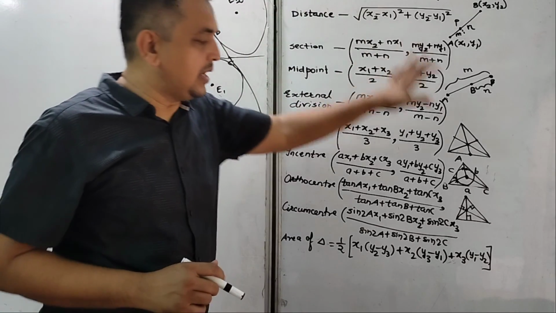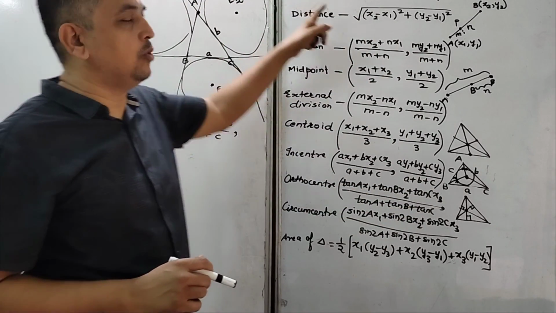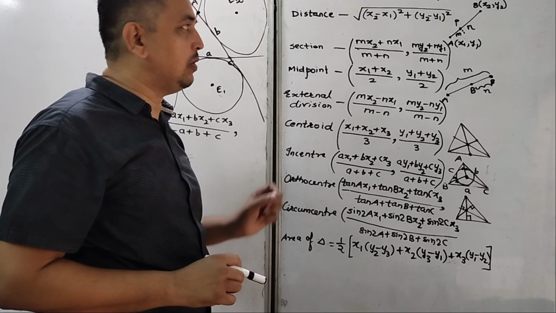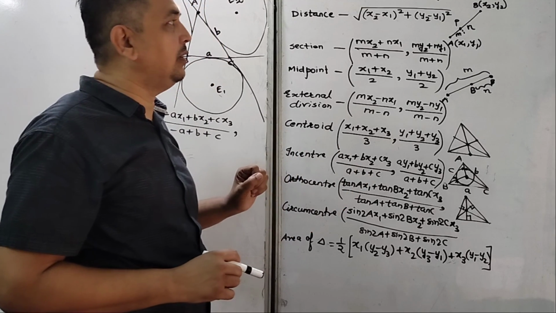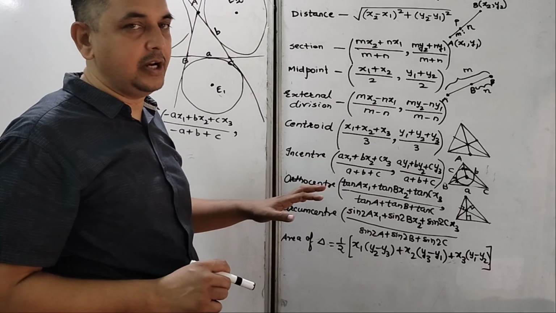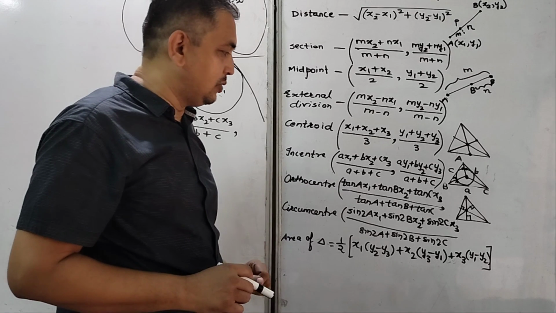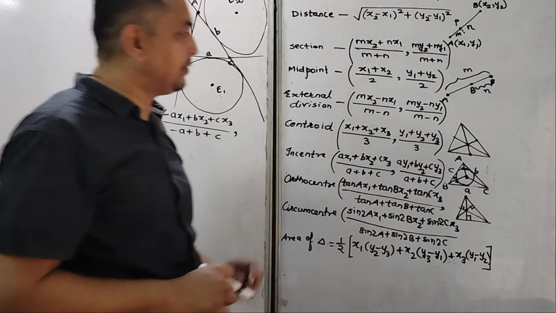So students, these are all important formulae for coordinate geometry, which we also call plane geometry or rectangular coordinate geometry. So I stop here. Thank you.